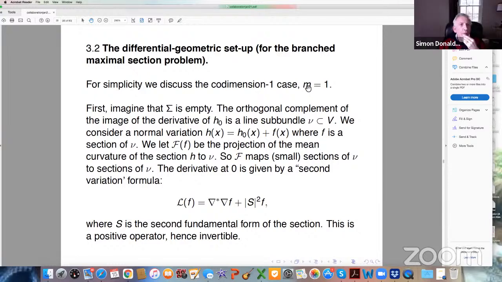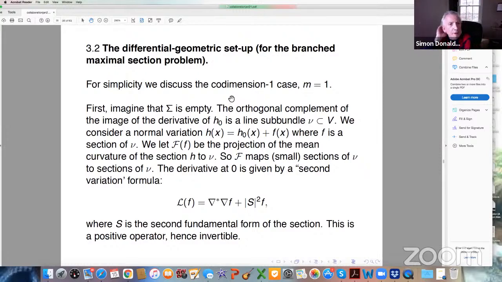So to begin with the sort of differential geometric setup, let's first review what one does if we didn't have to worry about the singular set sigma. So we're imagining that in the case when sigma is empty. In reality, for the particular problem we're discussing, that will hardly ever happen in an interesting way, but let's think of it anyway.